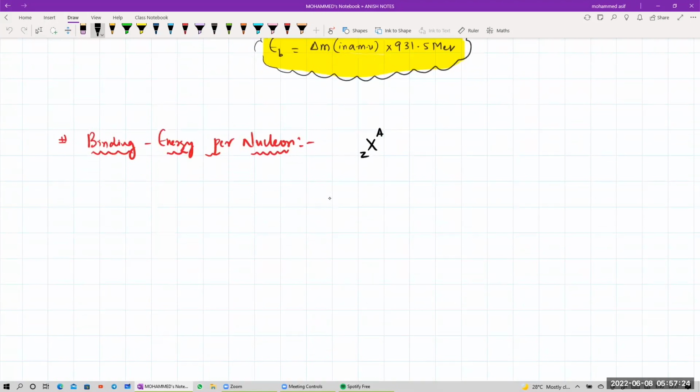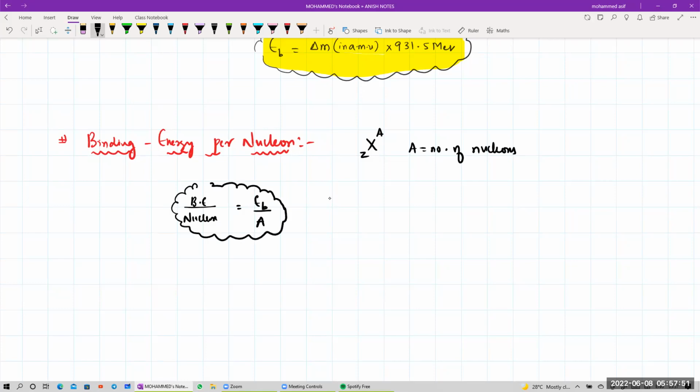Binding energy per nucleon is equal to EB divided by A. What is A? A is nothing but the number of nucleons. Binding energy per nucleon is equal to your EB divided by your A, where A is the mass number of nucleons.